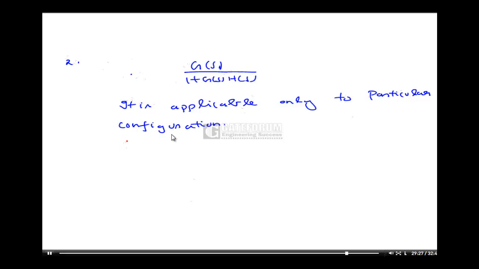As I said, it is applicable only to a particular configuration, that means the configuration shown like this. Now, in case the configuration differs from the given general configuration, then we have to establish a relationship for the error signal. On finding the error signal, we can find the error by using the final value theorem of Laplace transform.